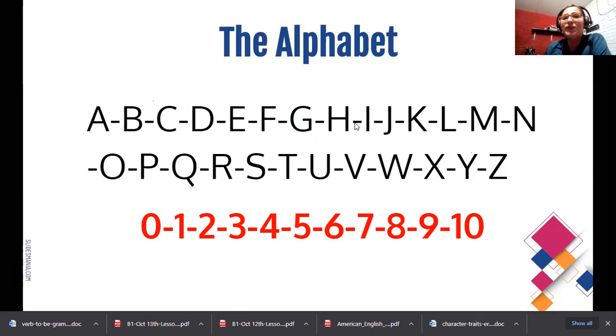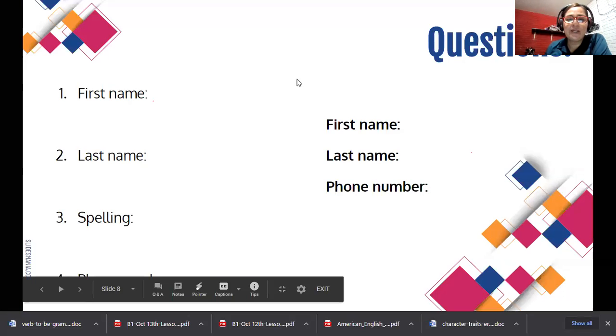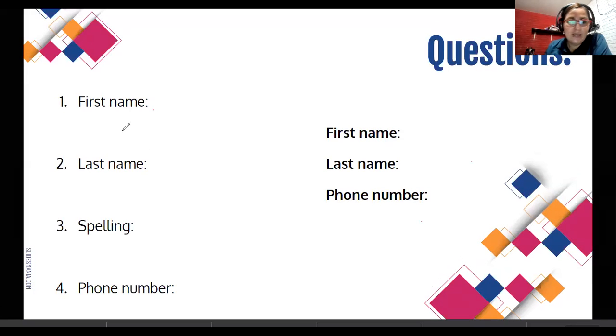Okay, now we are going to use this information and these questions. Okay, now you are going to help. Okay, me van a decir cuál es la pregunta que yo debo de hacer para preguntar esta información, para pedir esa información. To ask for first name, what is the question?